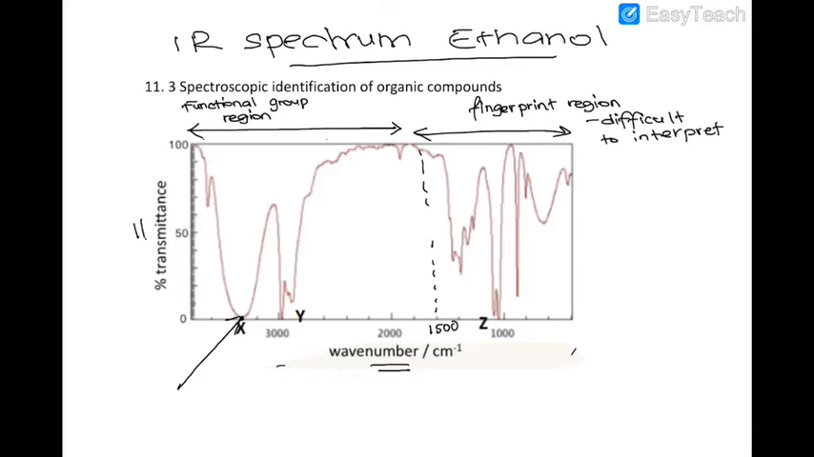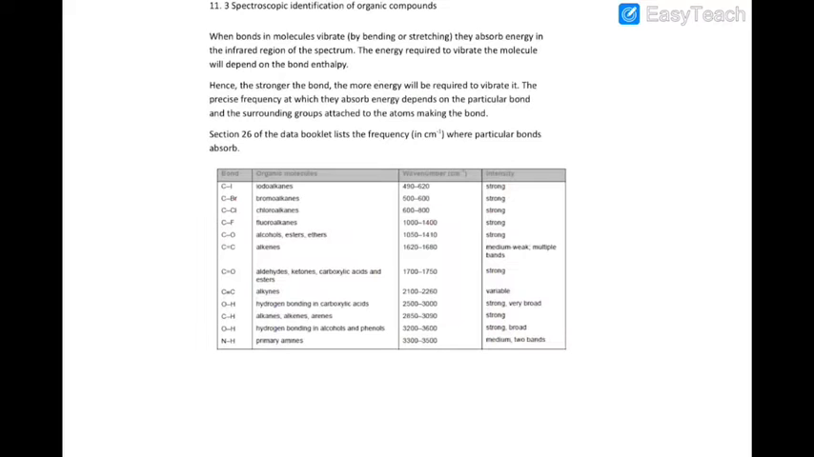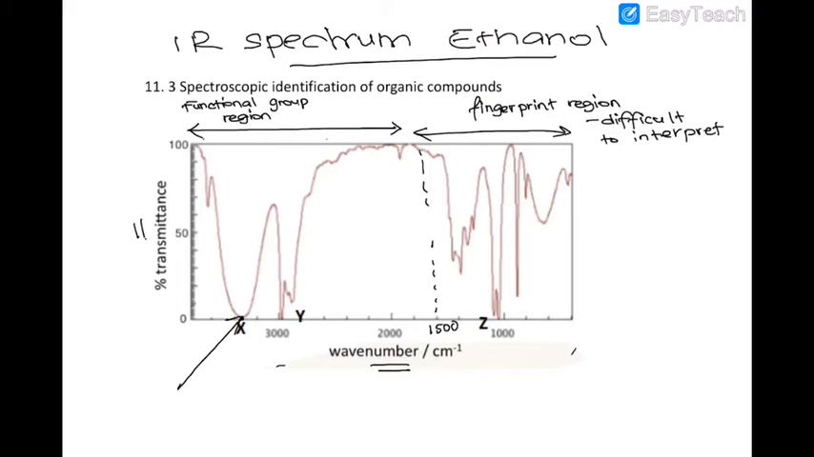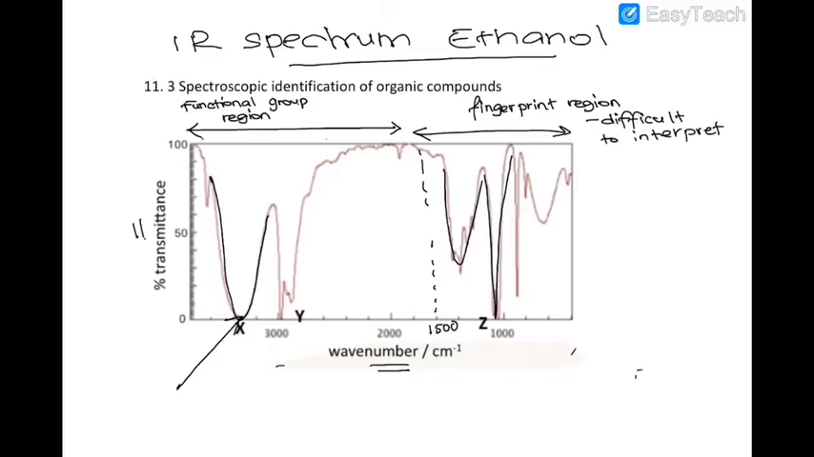So the peaks shown by specific groups are shown in a table in the data booklet, section 26, and it shows the type of bond and the wave number at which these peaks will occur, and it will tell you the intensity of that peak. So strong intensity means that you see a strong peak. So this is a peak of high intensity, strong intensity. This is a peak of medium intensity.